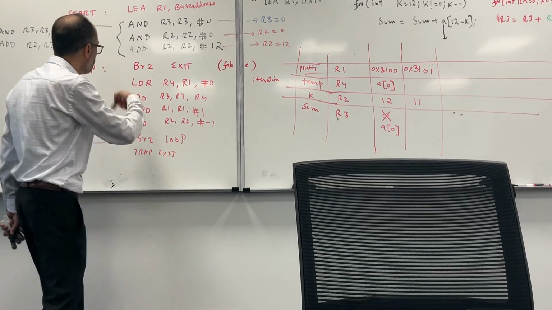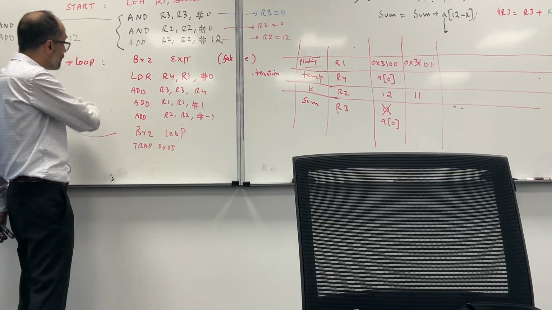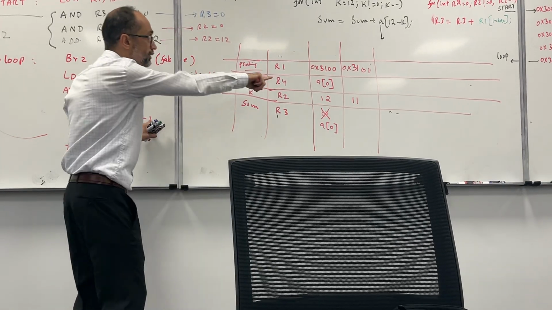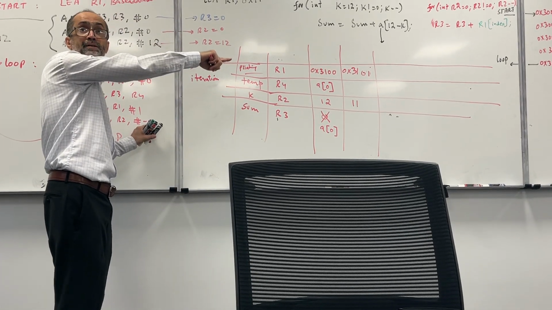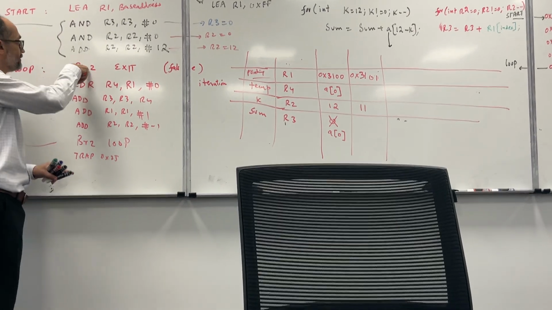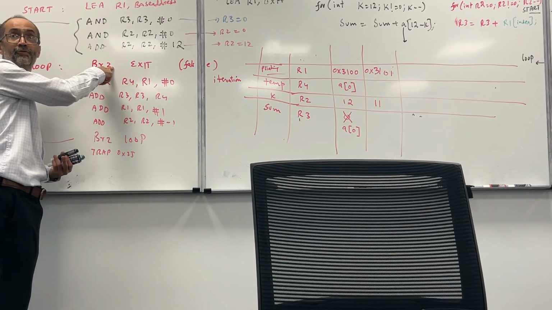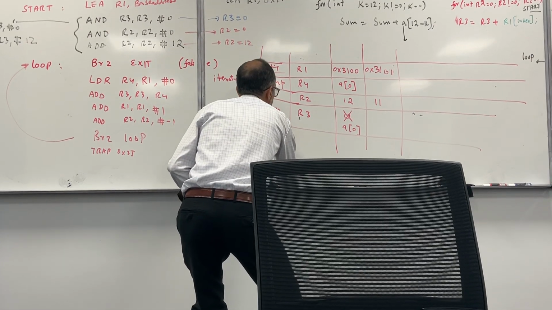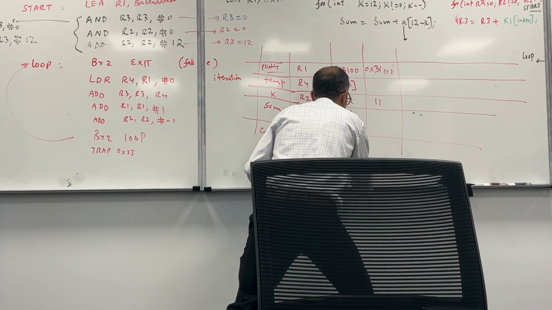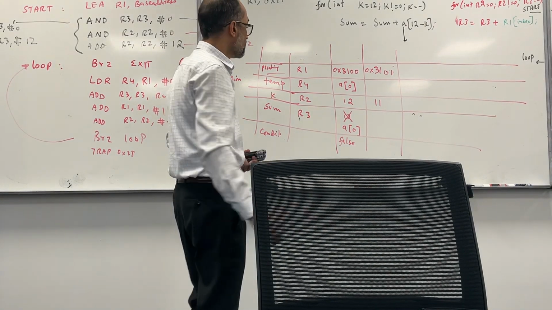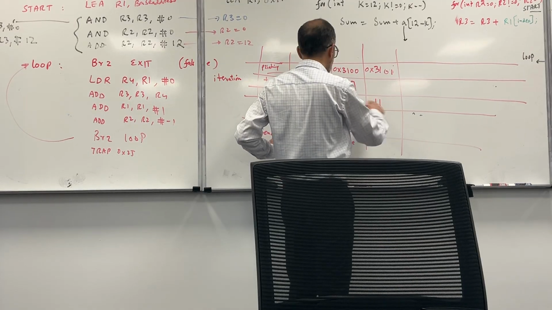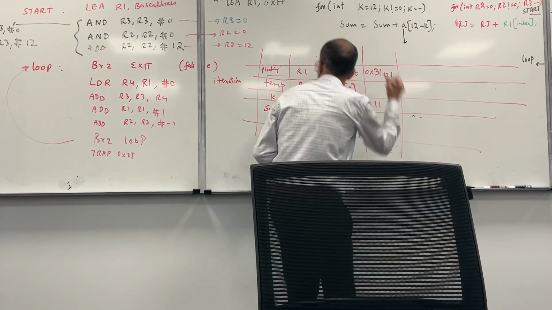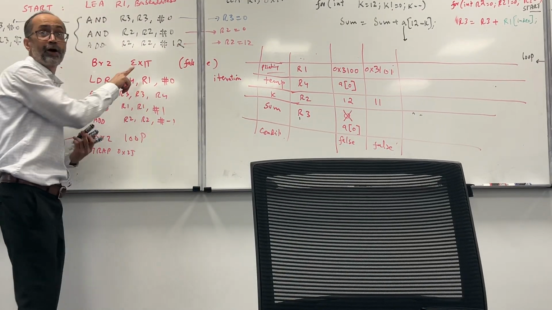Okay, now we go again to the loop. Please remember, R2 is 11, non-zero, so it will go back to the loop. The condition will be true or false? False. This is my condition. In the first iteration, the condition will be false. Now what is the value of R2? 11. Non-zero. Condition will be true or false? False.